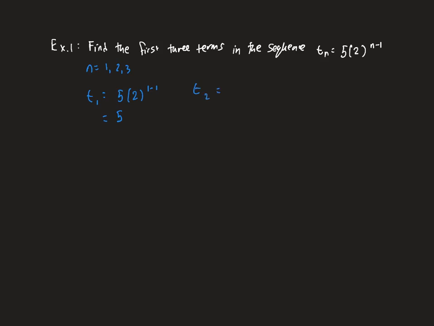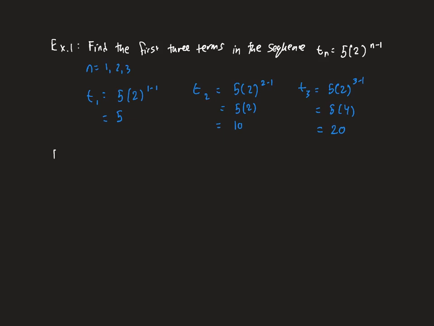T of 2. 5 times 2 to the power of 2 minus 1. So that's 5 times 2, which is equal to 10. And finally, the third term, 5 times 2 to the power of 3 minus 1. It's going to give me 5 times 2 to the power of 2, which is 4. And that's 20. So my first 3 terms are 5, 10, and 20.